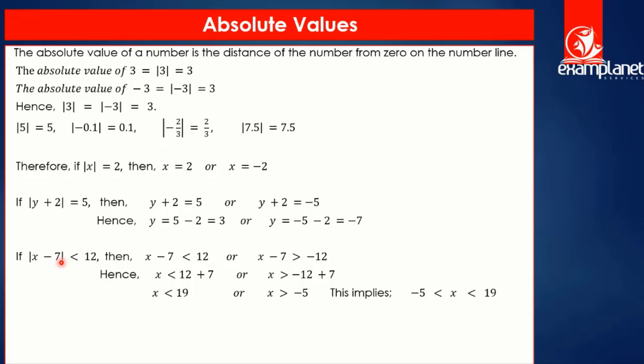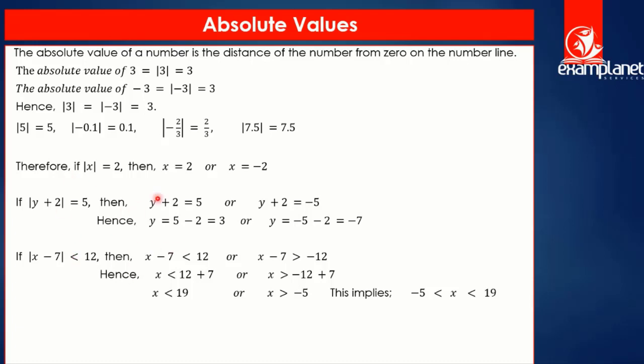So you can try another number. Maybe you pick 0, because 0 is also among them. 0 minus 7 is minus 7. Absolute value of minus 7 is 7, which is less than 12. So this satisfies this inequality. Okay, so when we solve this, this is what we have. Any value in this range can be part of our answers. Okay, so that is how we simplify absolute value equations or inequalities.